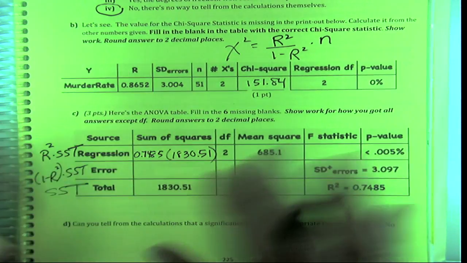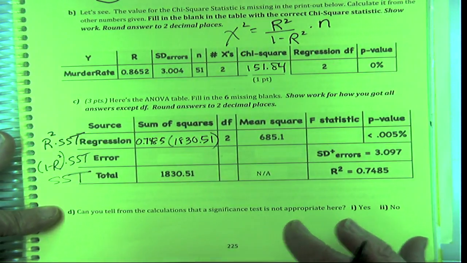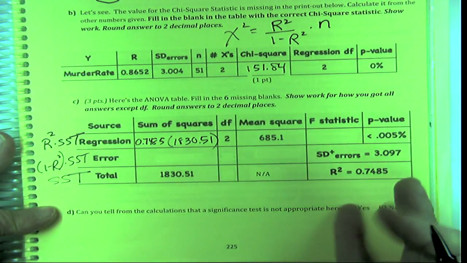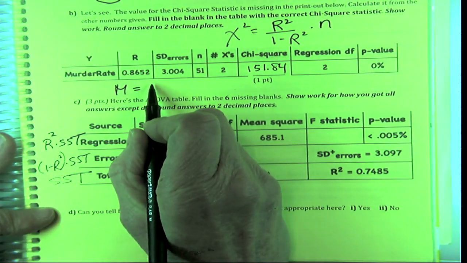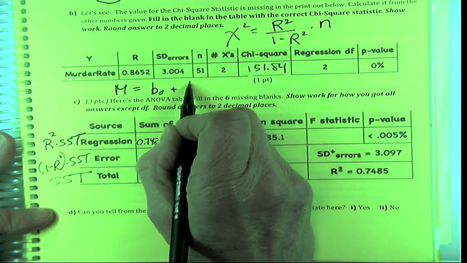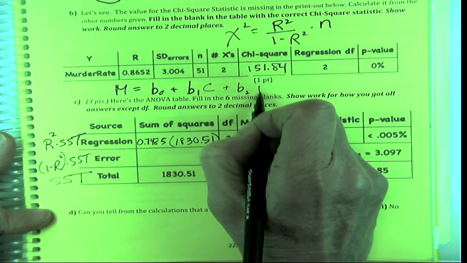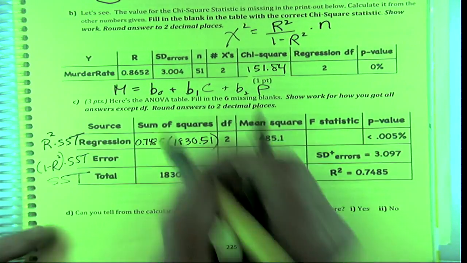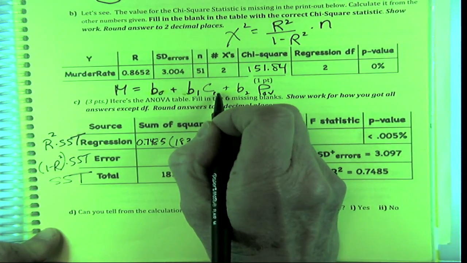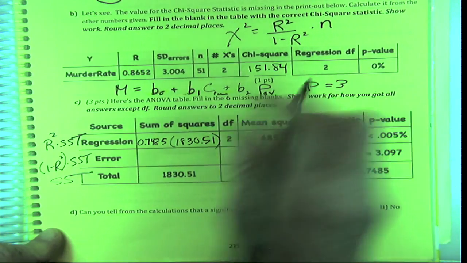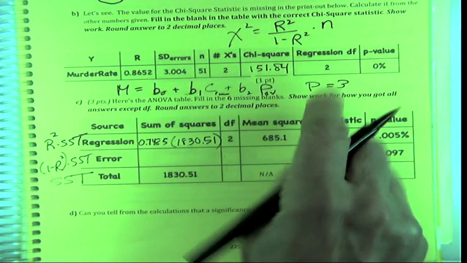Now, how do we remember the degrees of freedom and all that? First of all, what's our model here? Our model is we're predicting murder rate. We have some intercept, plus some slope times our crime, plus some other slope times our poverty. So right away you see the parameters are 3: 3 betas, 2 slopes plus an intercept. You're estimating 3 things. That's the number of parameters.